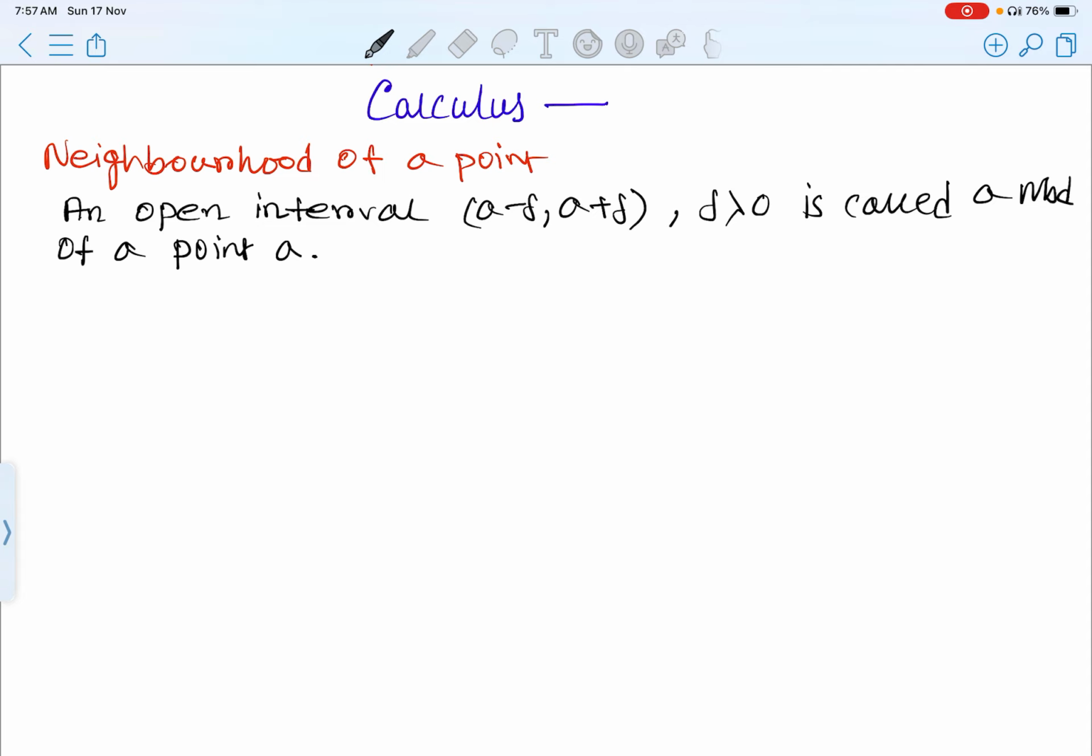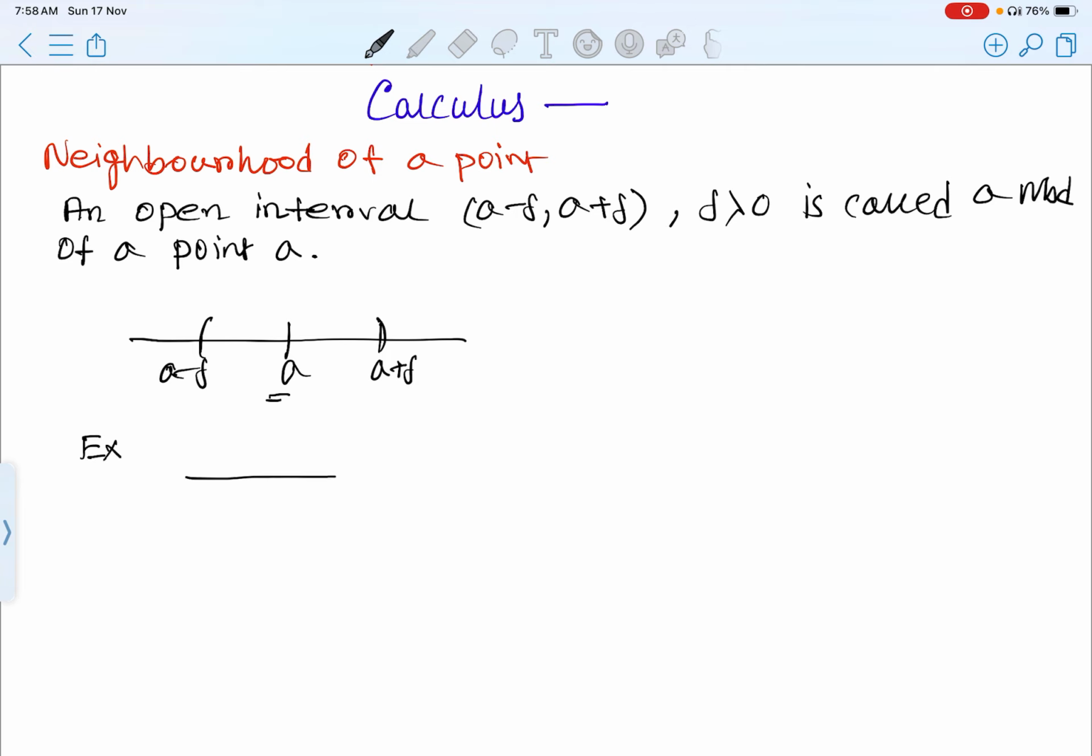Okay, and how to define this neighborhood? In real life, just take this real line. A is here, and delta is called the radius. On the right side a plus delta, and on the left side a minus delta. Okay, then this open interval is called the neighborhood of this point. Clear?